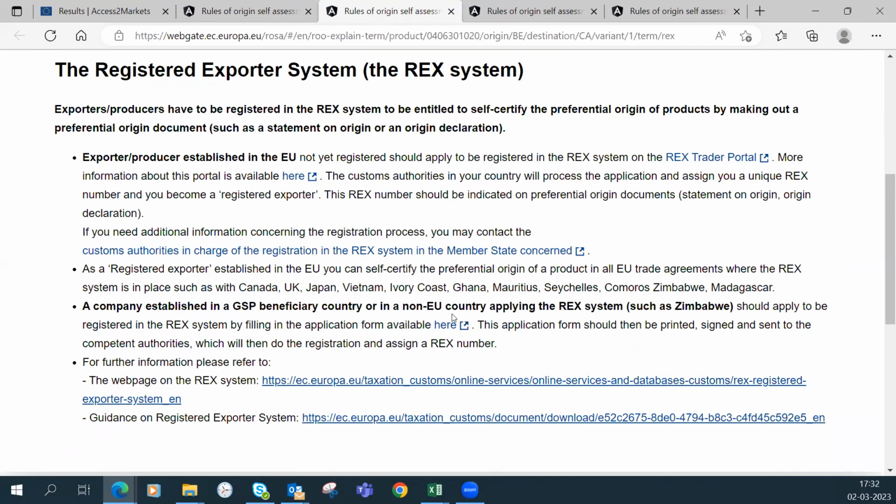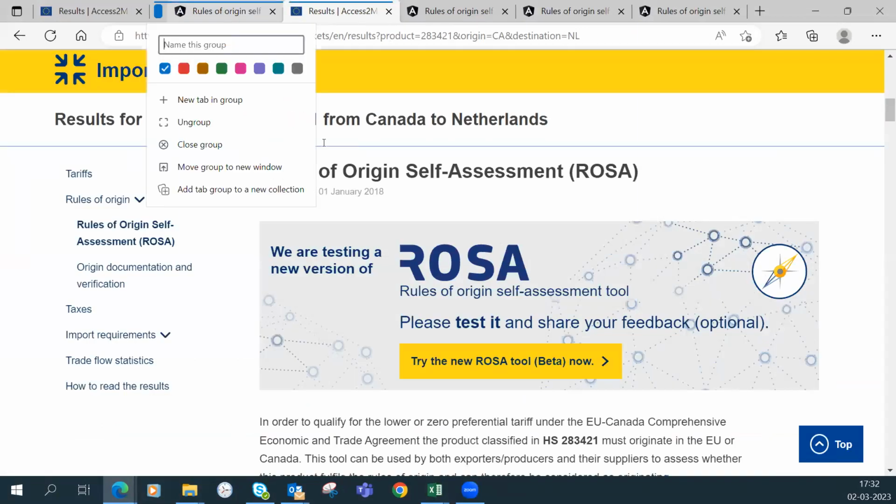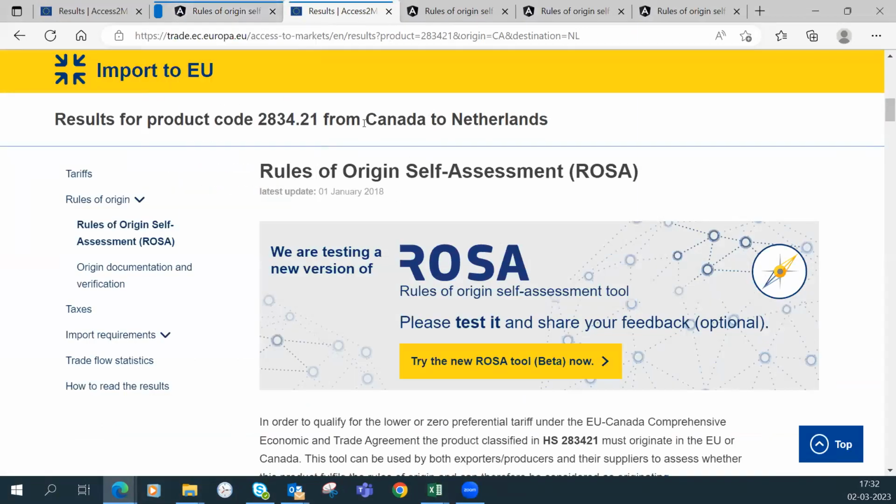So if you go through and read this, you have all the information to know how to be registered. I don't know if I have, again, 2 minutes, because I showed you an example of a product which is wholly obtained. So perhaps it's a very simple scenario, but I can take an example, if you want, of another product which is a little bit more complex, where the rules are a little bit more complex, and usually you use what we call non-originating material to produce this product.